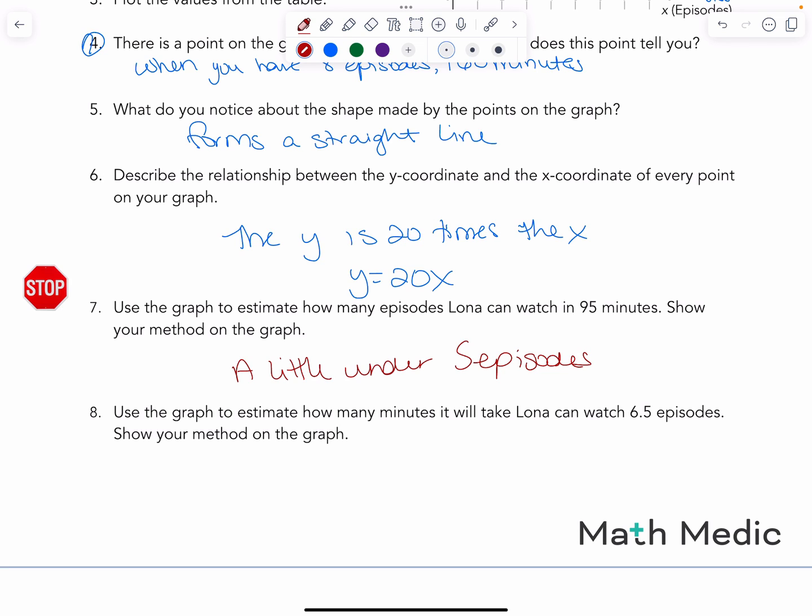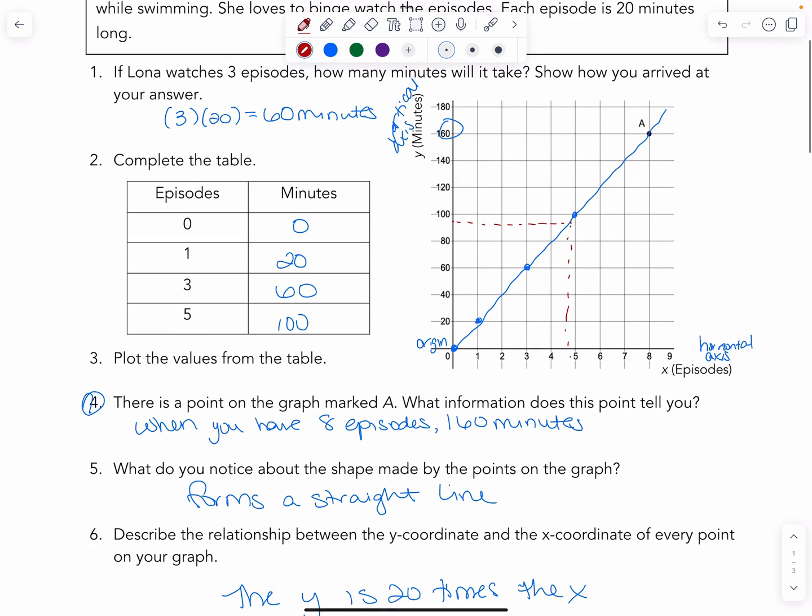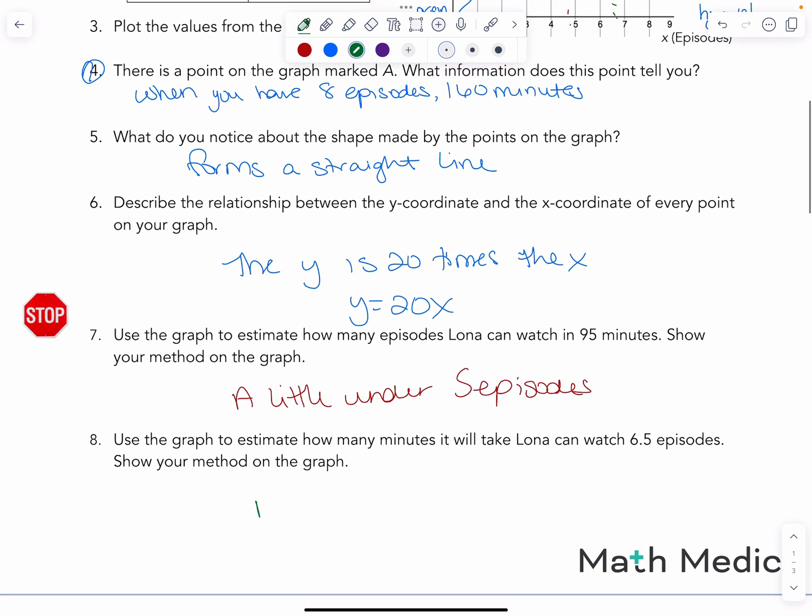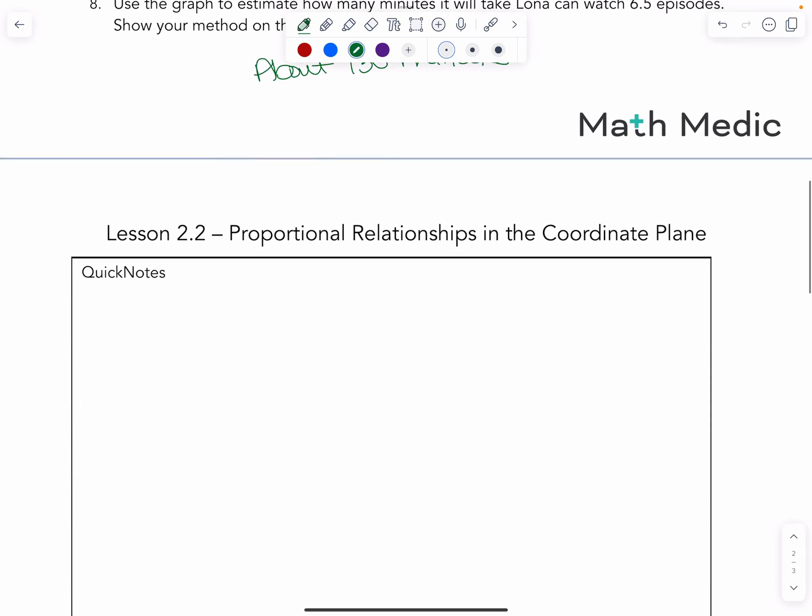All right. And then use the graph to estimate how long it would take to watch 6.5 episodes. So go ahead and pause the video. All right, so we're back. So 6.5 is like maybe 130 minutes. So about 130 minutes.